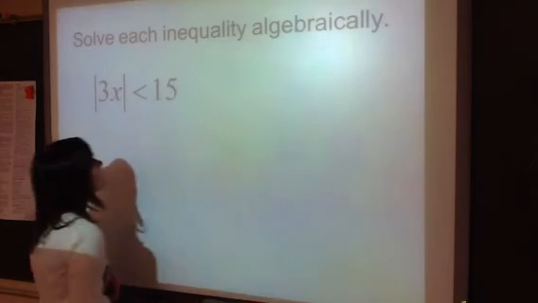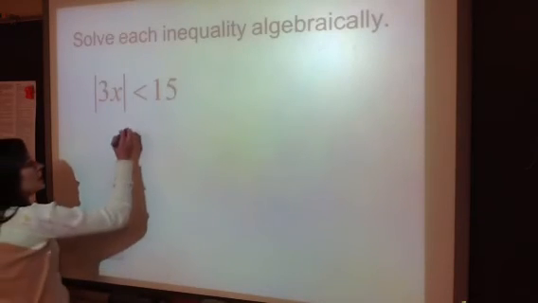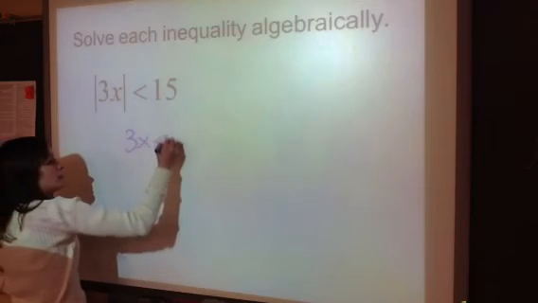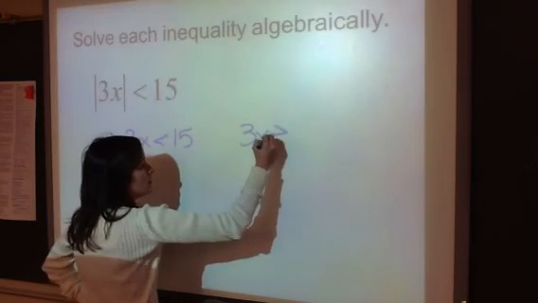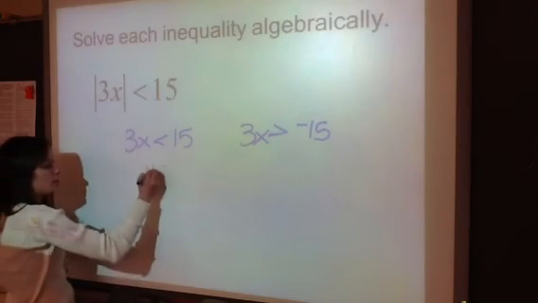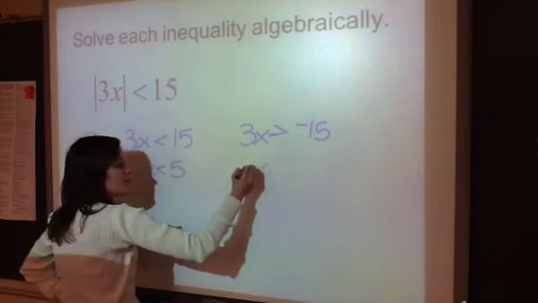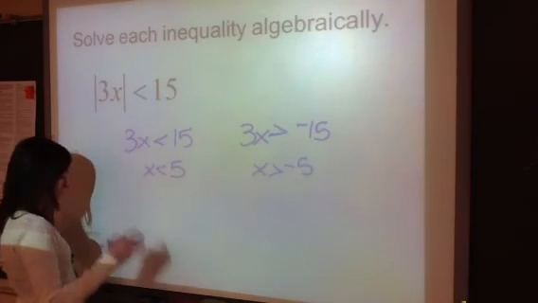All right, so then we do this one. See if you can do it on your own. Absolute value is isolated, so you can write your two inequalities, less than 15 and greater than negative 15. Solve each one by dividing by 3. You're going to get x is less than 5, and x is greater than negative 5. And you're done.